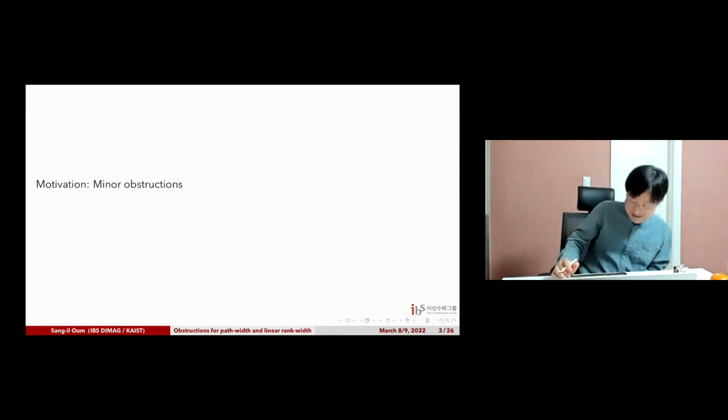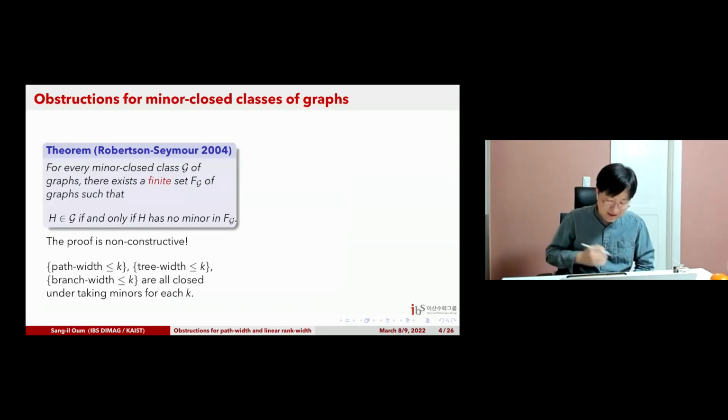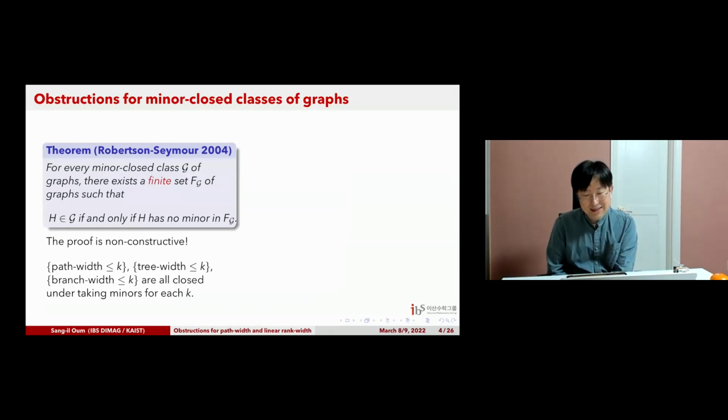So let me quickly go through the motivations. Whenever we have a minor closed class of graphs, there's a finite set of obstructions. That says that there's a finite list of graphs so that a graph belongs to this class if and only if that graph doesn't contain any of the graphs in the list as a minor. And the proof is non-constructive. So this proof doesn't give you any upper bound on the size of the forbidden minor.